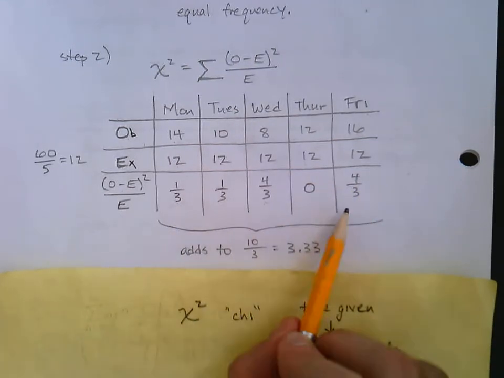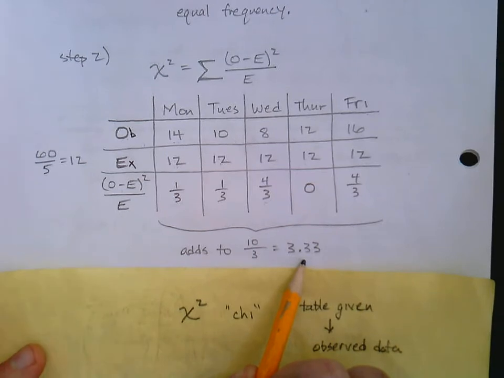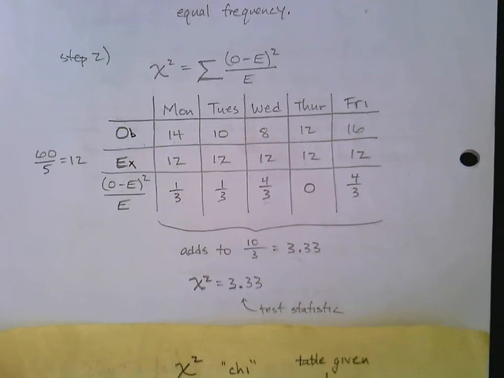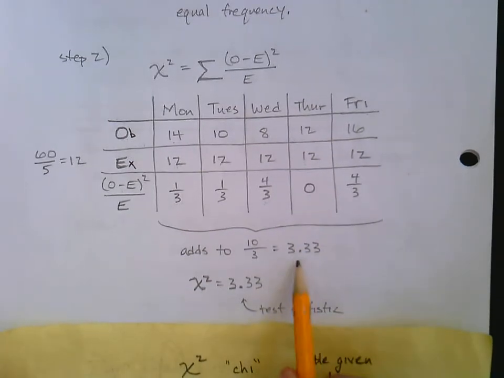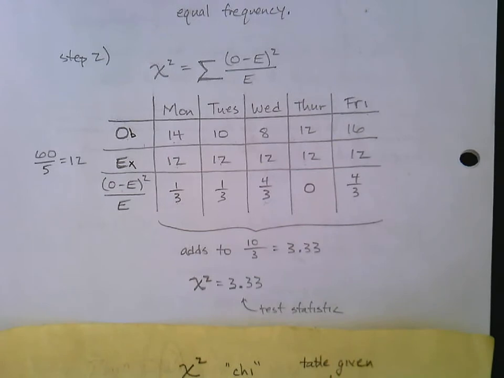Or if you rounded it, you're probably going to get the same test statistic as I got, 3.33. So that's our test statistic right there. Whatever that number was, that's what chi-squared equals. I like to round that to 2 decimal places. And so there we go. Okay, very nice. Now at this point, once we have our test statistic, chi-squared equals 3.33 here, well, now we go to find the p-value.